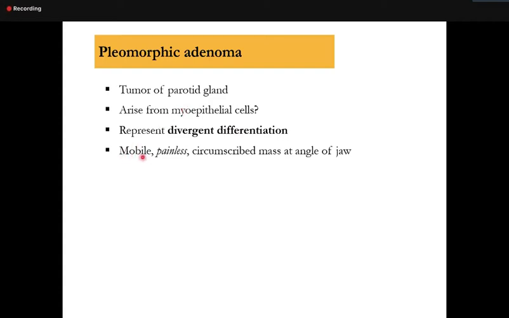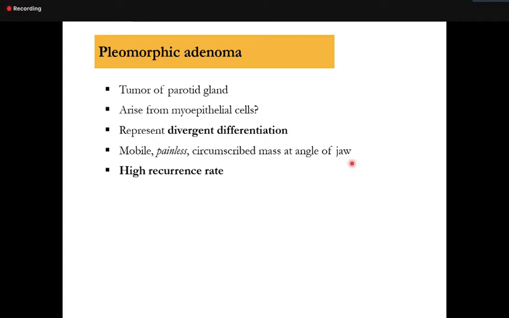Like all benign tumors, they are mobile, meaning they are not fixed to the surrounding structures within the salivary glands. Immobility is a feature of malignancy because of the invasion of the neoplasm into the surrounding structures. When they invade the surrounding structures, they become immobile. These are benign, so they are mobile. They are painless because they are not inflammatory growths, and they are circumscribed masses at the angle of the jaw, in front of the ear or just below the ear. So this is their gross description or clinical features. A clinical issue with these tumors is their recurrence.